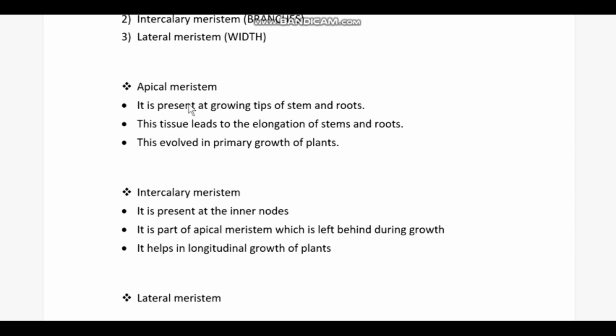Apical meristem is present at the growing tips of stems and roots. This tissue leads to the elongation of stems and roots. It is involved in the primary growth of plants.